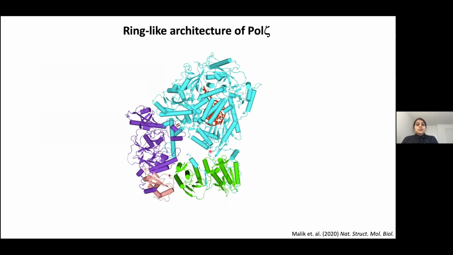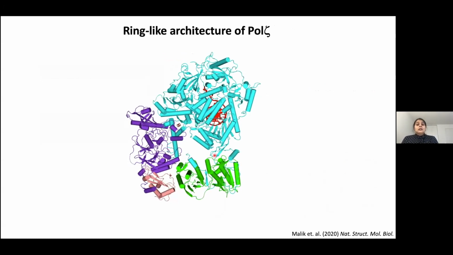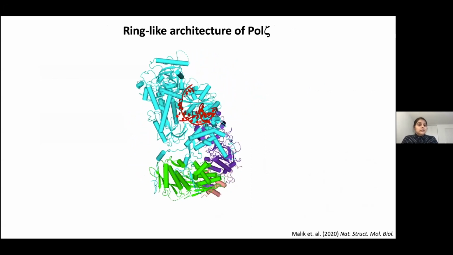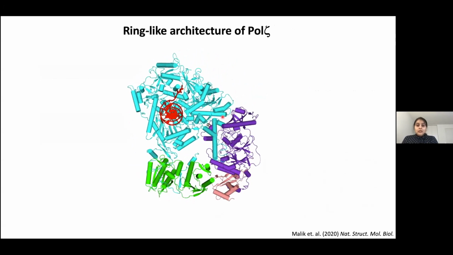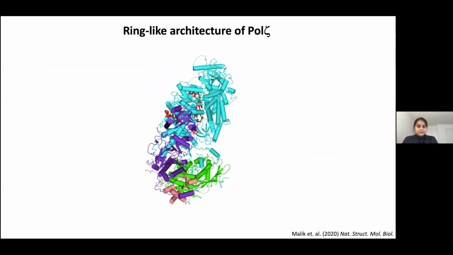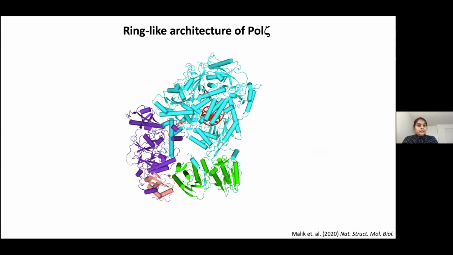So the structure of Pol Z looks like a ring. The DNA is in red, which basically contacts only the Rev3 in cyan. The CTD of Rev3 has a 4 iron 4 sulfur cluster shown here in brown. Apart from the core of Rev3, there are these motifs which extend out and weave around the two Rev7 molecules, and this is called the Rev3 RIR domain.